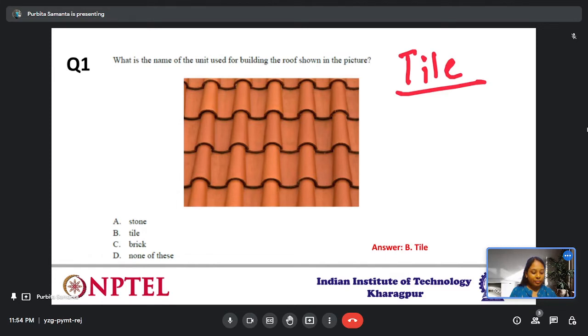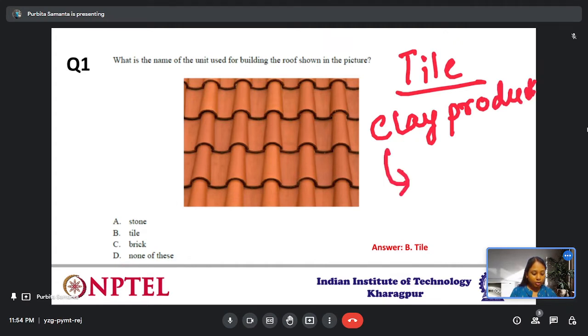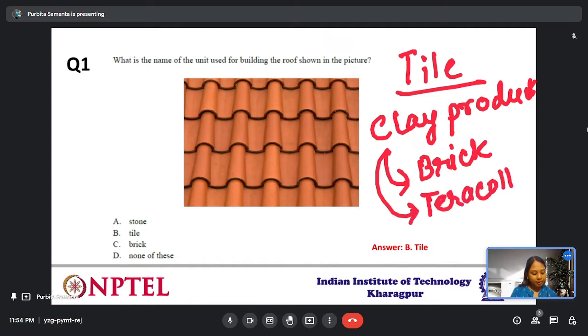And what are the different other clay products that we know? So firstly it includes brick. We have also seen about the terracotta tiles, and another one is the roof tile, which we see in this particular image.